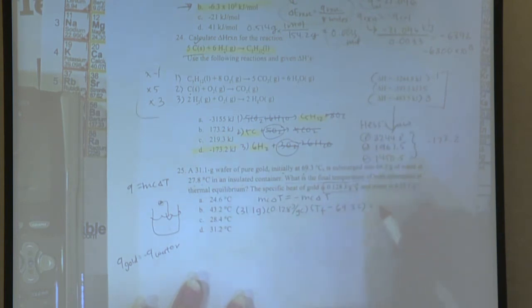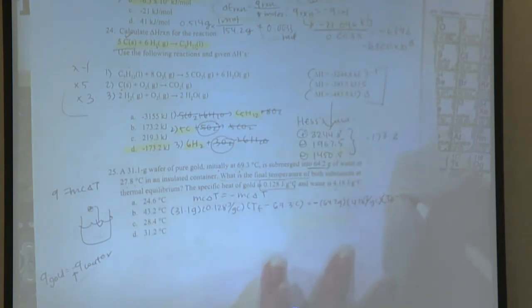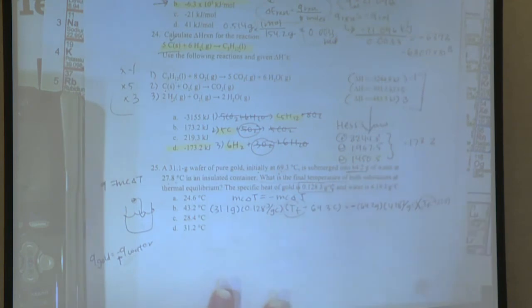Same thing over on this side. It's going to be negative, however. Don't forget that negative sign. The mass of the water is given, 64.2 grams, and the specific heat is given, joules per gram Celsius. This is going to be T final minus 27.8 degrees Celsius, right? So now what we've got to find is our TF, and we've got to isolate that.